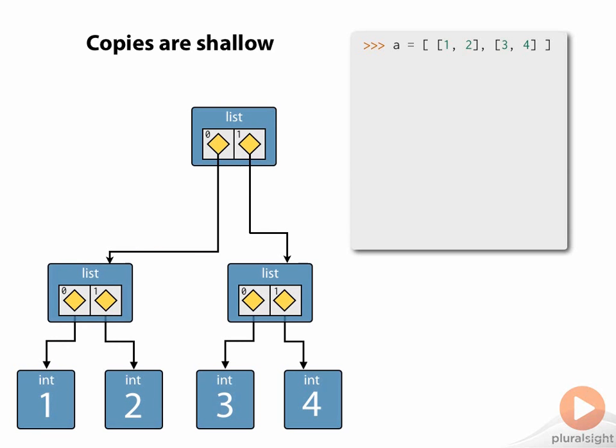Now the outer list is created, its elements containing references to the two inner lists. Finally, the reference named A is bound to the outer list.